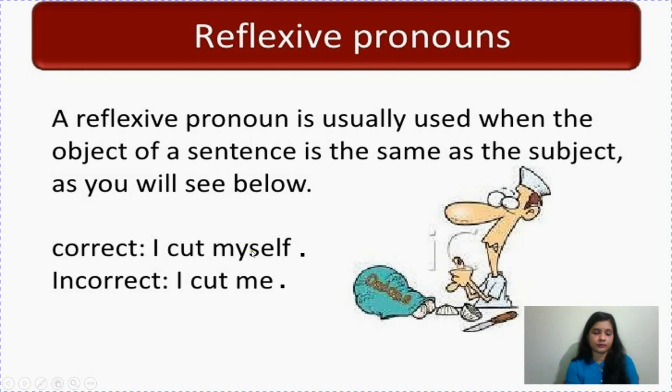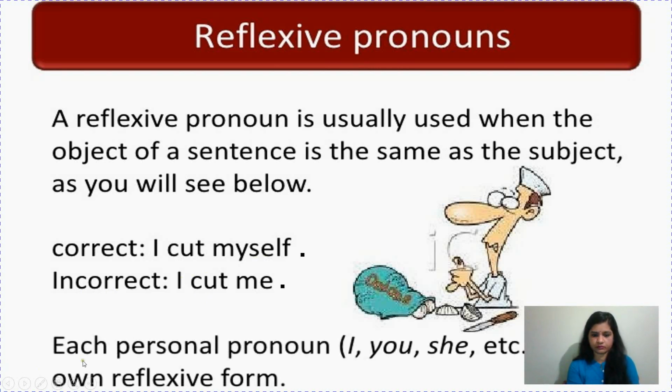Correct: I cut myself. What is the subject here? Whom are we talking about here? We are talking about I, so I is the subject. Cut myself. So children, can you see, myself means what? It is talking about the subject only, meaning I. So myself will be a reflexive pronoun. Both are talking about the same person. And what is incorrect? I cut me. It is a wrong sentence. Let's see one more example.